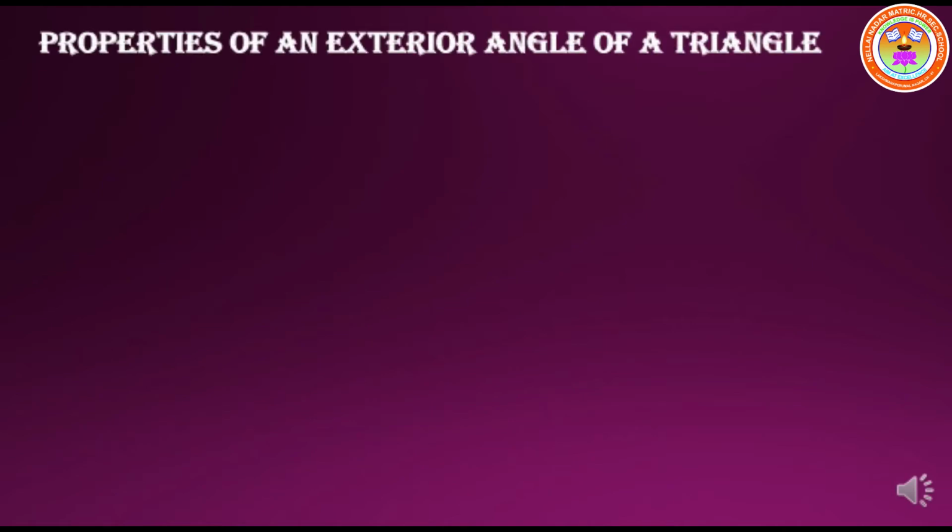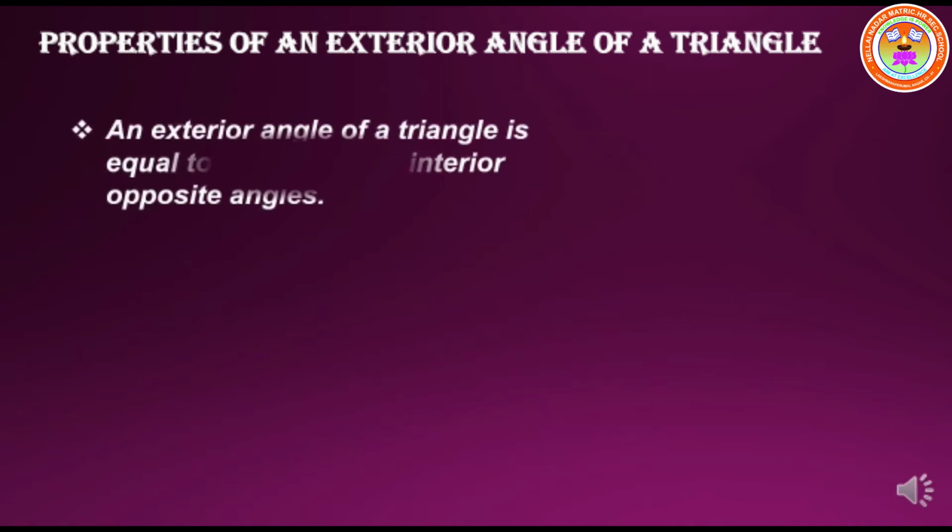Properties of an exterior angle of a triangle. An exterior angle of a triangle is equal to the sum of its interior opposite angles. So this is the property of an exterior angle of a triangle.